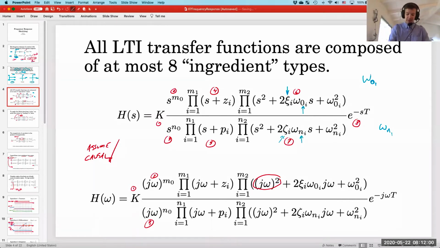So the reason that I used a different subscript is because I wanted to let the natural frequencies on the top be different than the natural frequencies on the bottom, possibly. Does that make sense? Yeah, that makes sense. Cool.